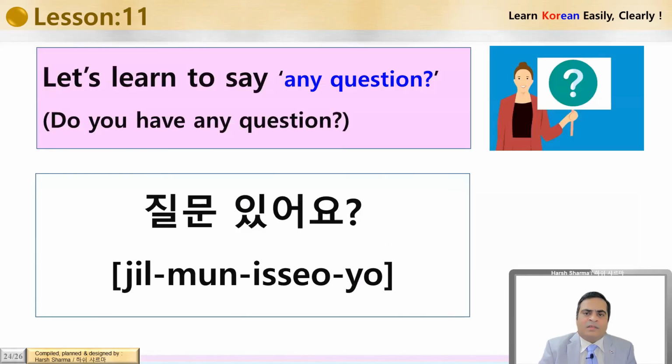So let's learn a new word, a new expression today. How to say "Do you have any question?" So how to say this expression in Korean is 질문 있어요. Please repeat after me. Say 질문 있어요. One more time. 질문 있어요. Very good. One more time. 질문 있어요. Well done.